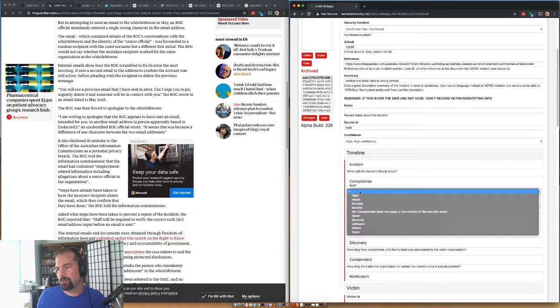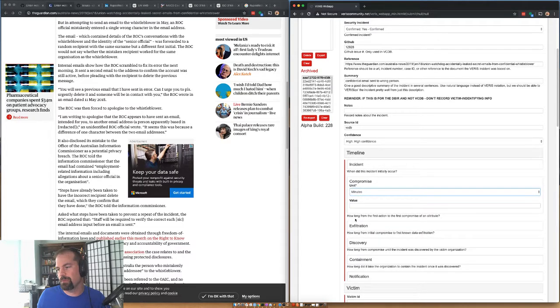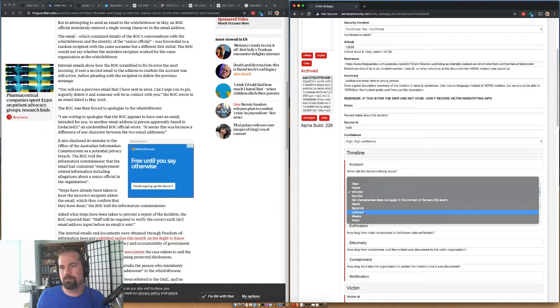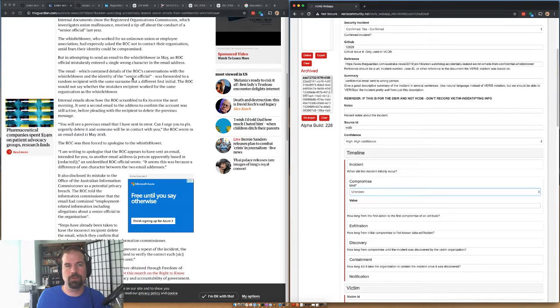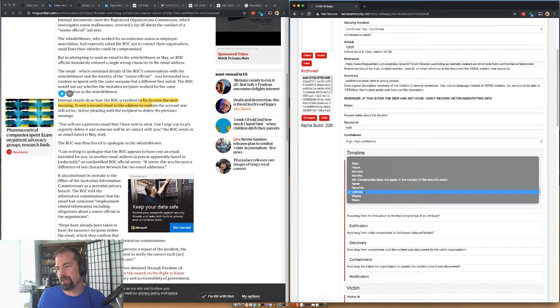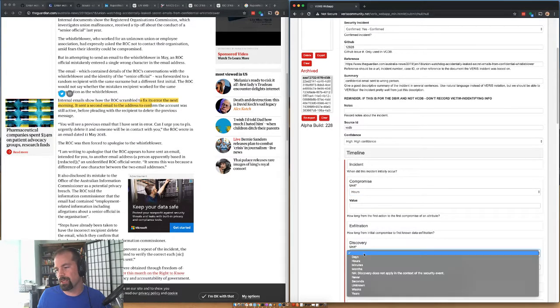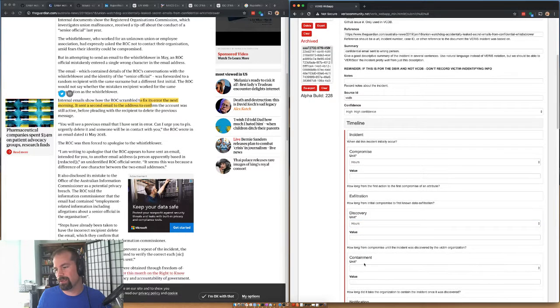Compromise happened in minutes, it seems. Actually, do we really know? Does it say how quickly they sent back? Senior official is forwarded to random recipient with the same surname, but different initial. They would not say whether the recipient worked for the same organization as the whistleblower. Internal emails show how ROC scrambled to fix the error the next morning. So clearly this was discovered in hours and fixed. Containment, but it doesn't really say whether they actually got it contained. They say that they've really tried.